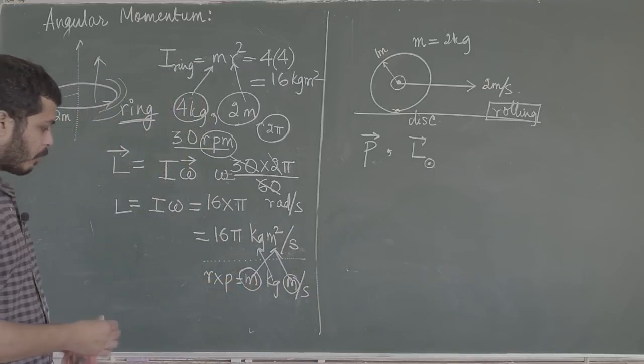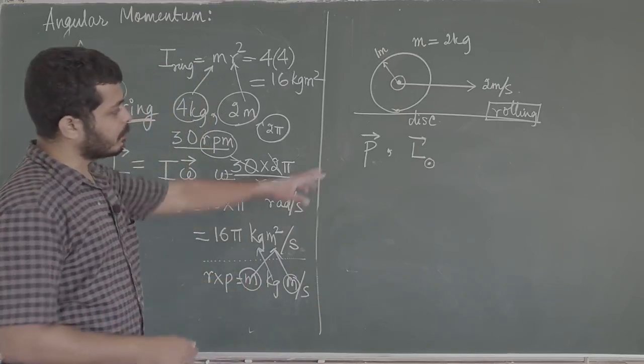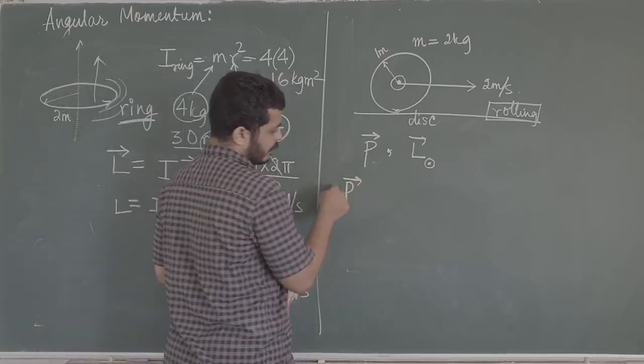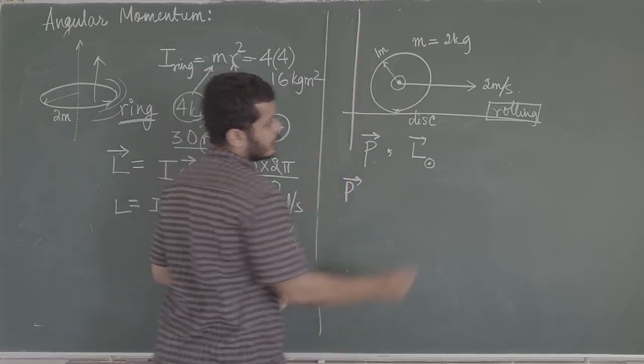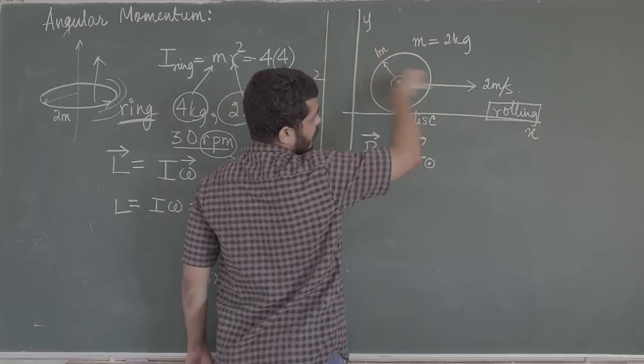I have simplified the problem for you. Right now there is not much that is asked in the question. Simply find out P. How will you find out P? So P vector, it's a vector over here. So you immediately draw an X and Y axis. This is your x direction, that is your y direction, and P is in the x direction.